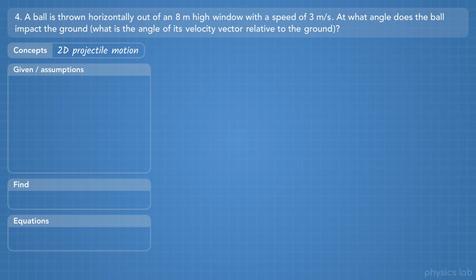Alright, now it sounds like we're dealing with two-dimensional projectile motion. Let's read that again and figure out what information we're given.